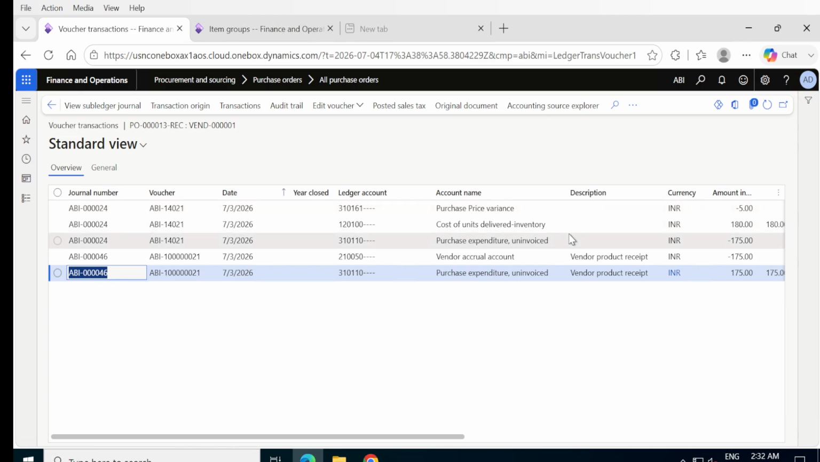Now let me go to the third line. This is purchase expenditure uninvoiced. So what is this? This is an expense. Now where did this account get picked from? Because I know I'm buying this, it is picked up from my purchase order line. Now let me show you where this 175 came from.